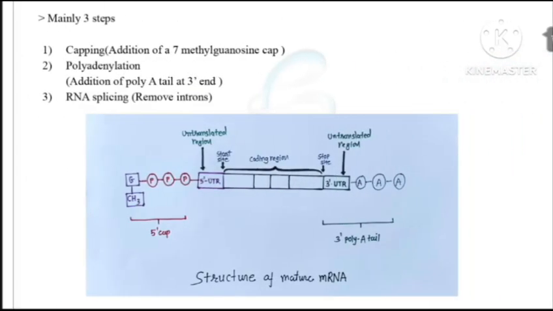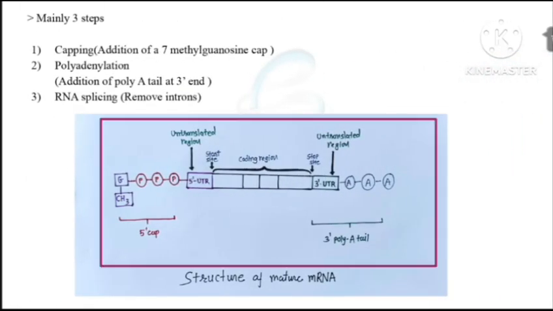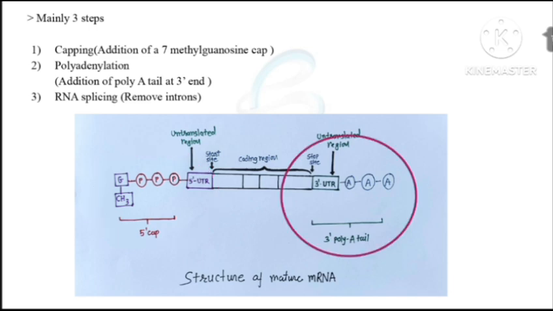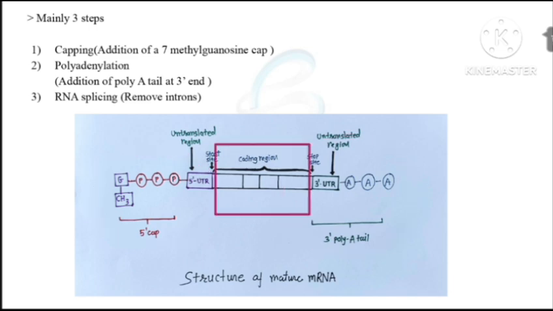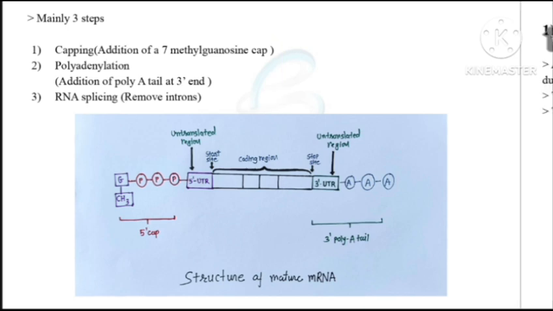As we discussed earlier, we require mature RNA. So what is the perfect structure of a mature RNA? Here you can see the mature mRNA structure, where you can observe the cap at the 5' side, the poly A tail at the 3' side, and the coding region. So we require this kind of mature mRNA. For that we require some processes: capping, polyadenylation and RNA splicing. We'll discuss them briefly in this video.